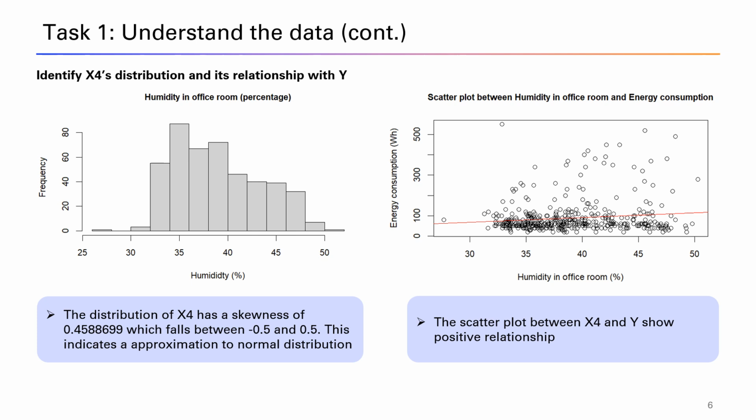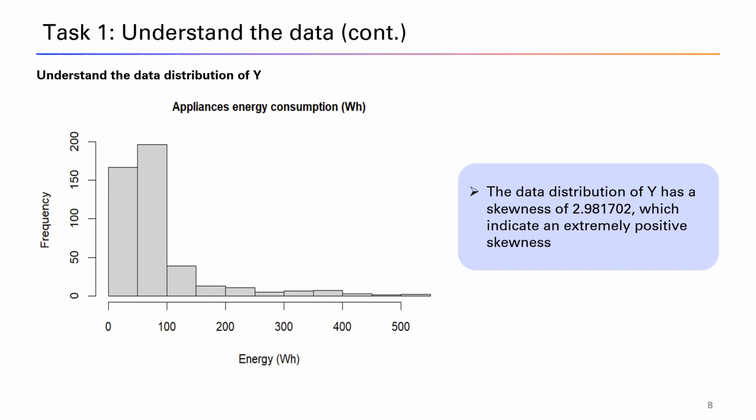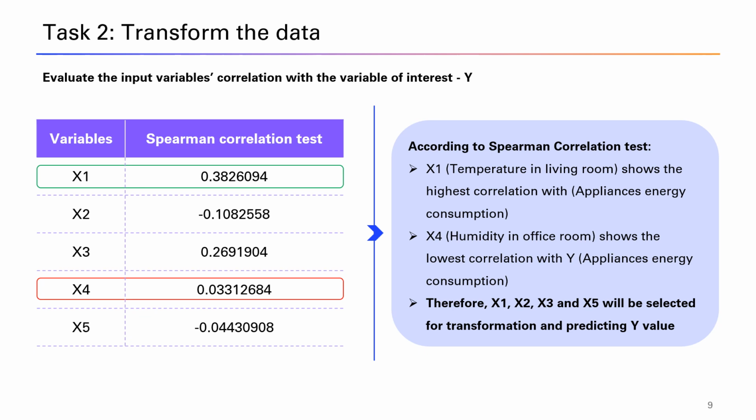For x4, the variable is approximately normally distributed but with a higher skewness of 0.45, and x4 is also positively correlated with y. For x5, pressure is negatively skewed and shows a negative correlation with y. And for y, the histogram shows it is highly positively skewed with a skewness value of 2.98, which indicates significant asymmetry in the data.